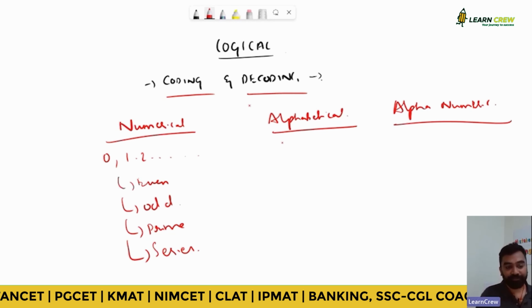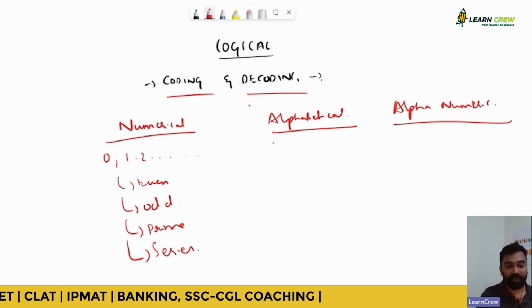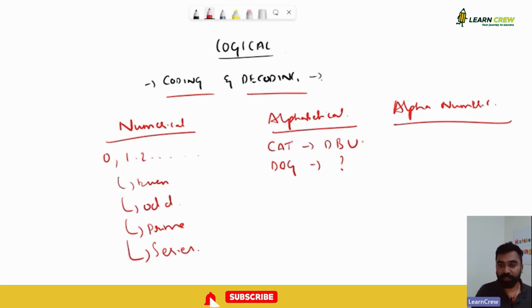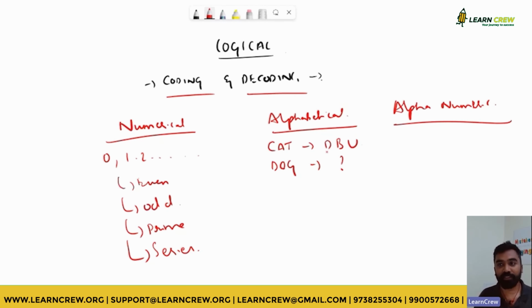Alphabetical, again, it can be something like I'm giving a sequence like CAT. It is written as DBU. And then I'm asking, how do you write DOG in this language? Okay, CAT is written as DBU in a particular language. How do you write DOG in that particular language? This is the given question.